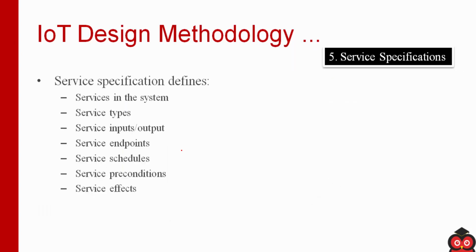Okay, so let's proceed. The next step is service specification. For this service specification, we will use information from process specification as well as the information model specification. Using that, we will specify the services in the system. While specifying the services, we will also mention the types of the services, the input and output for that service, the endpoints of the service, and service schedule if any, and service preconditions and service effects.